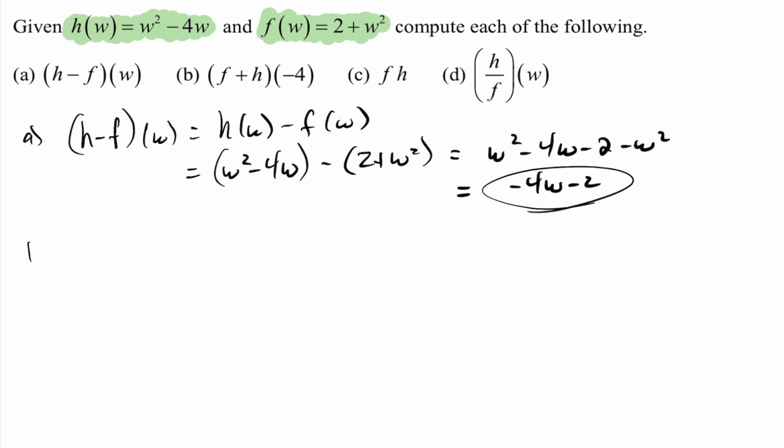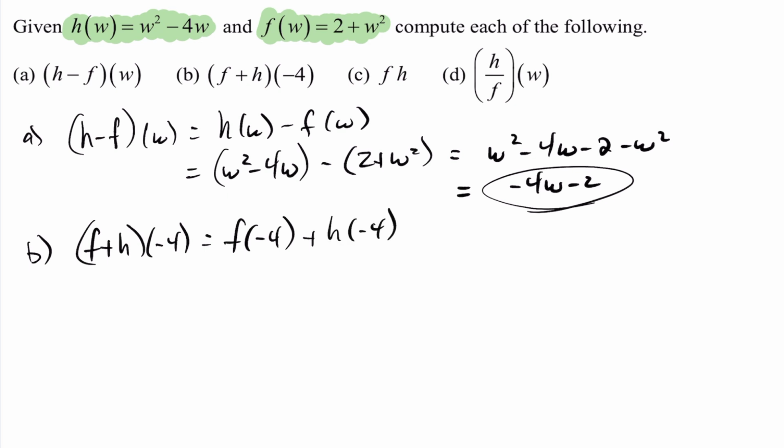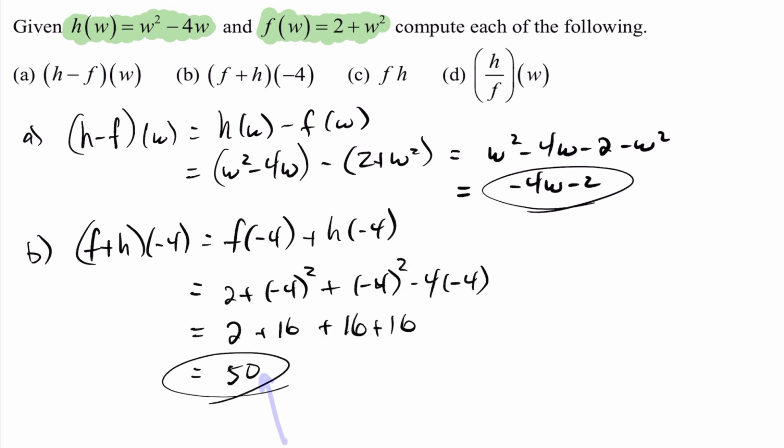Let's take a look at b. So for b, it's f plus h acting on negative 4 this time. Again, by definition, that's f of negative 4 plus h of negative 4. The only mistake that can be made here is, don't forget that when you're substituting something in, you put brackets on that entire expression. So in this case, it's (negative 4) to the power of 2, (negative 4) to the power of 2 for these values here.